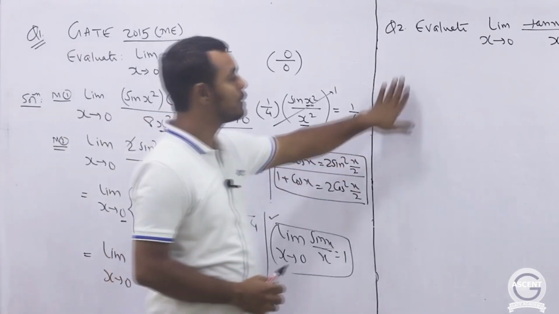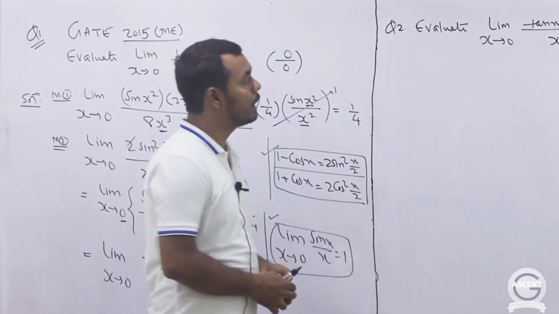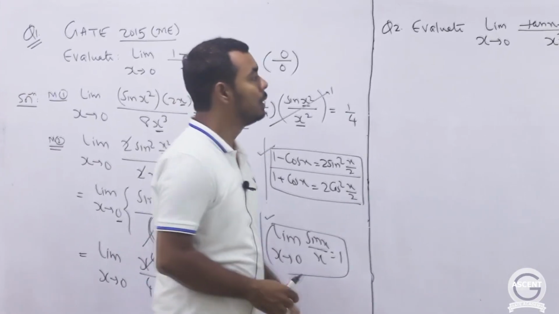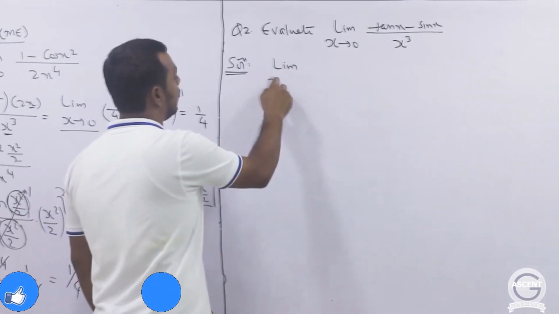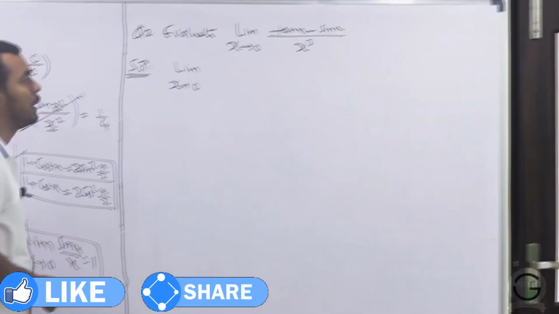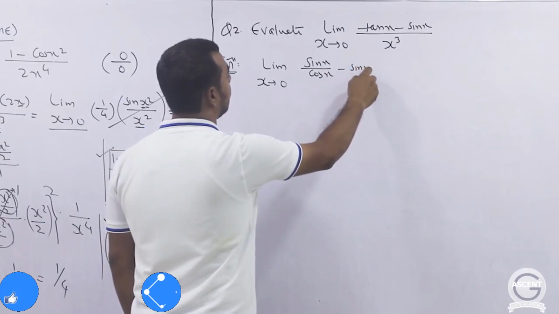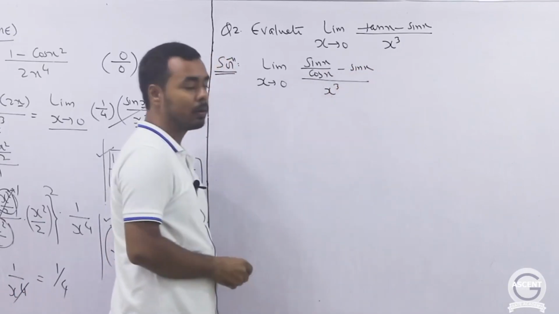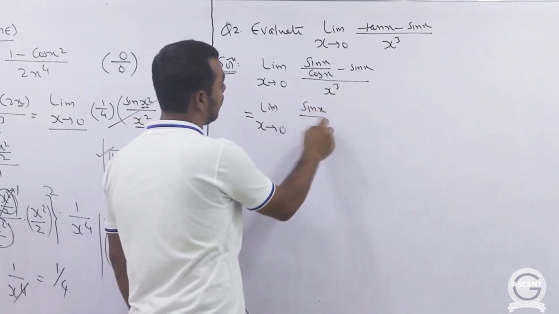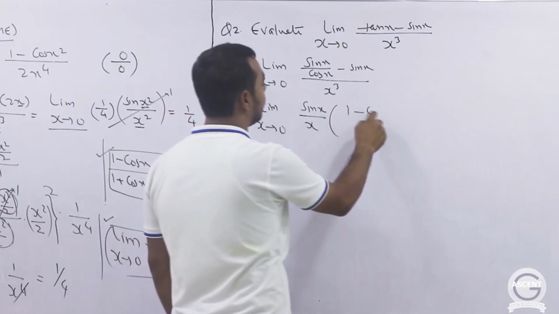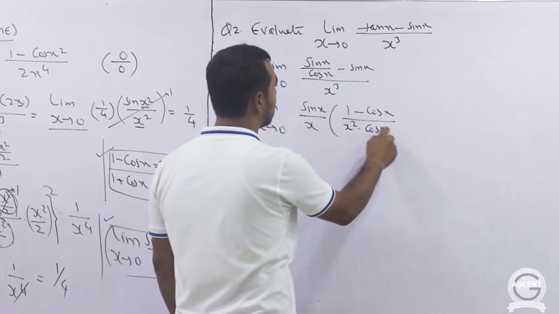Now our second problem is also a very interesting question. Limit x tending to 0, tan x minus sin x by x cube. If I want to find the value of this limit, then tan you can write as sin by cos. So we will get sin x by cos x minus sin x, by x cube. This will give us limit x tending to 0. If we take sin x as common and write 1 by x here, then I will get 1 minus cos x by x square into cos x.